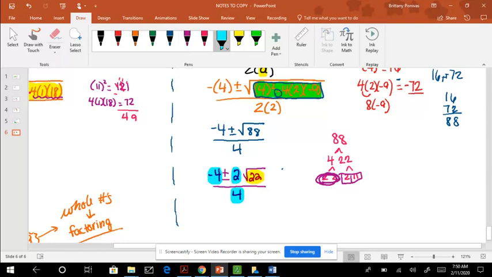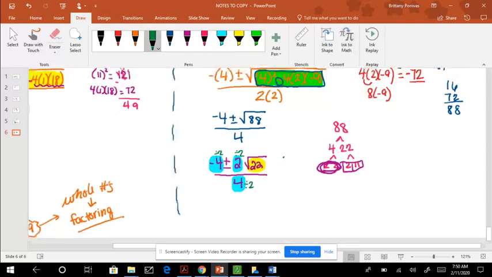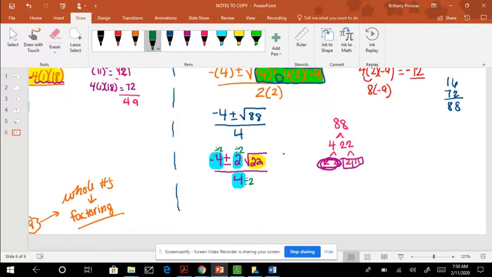So you have to figure out what is a number that goes into 4, 2, and 4. Well, they're all divisible by 2. And so we're just going to divide those by 2. So -4 divided by 2 is -2, plus minus. 2 divided by 2 is 1. Square root, that 22 is not going to change. And 4 divided by 2 is also 2.